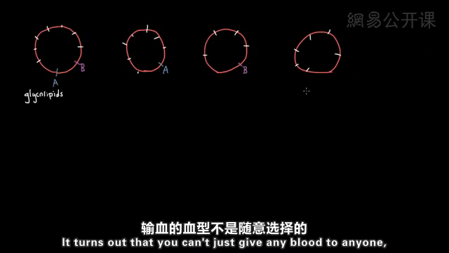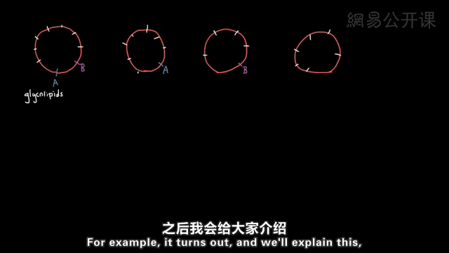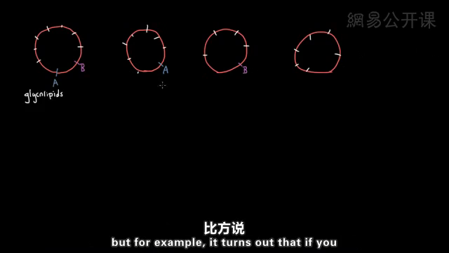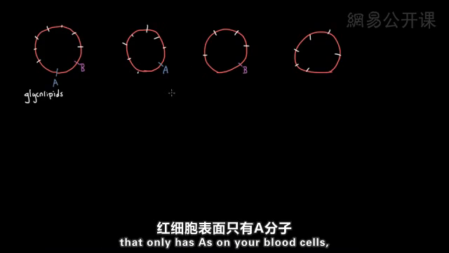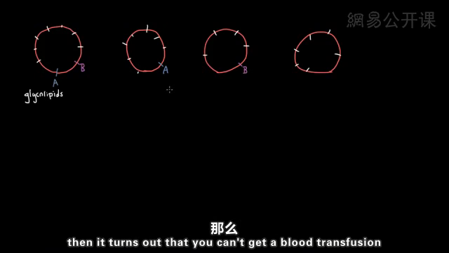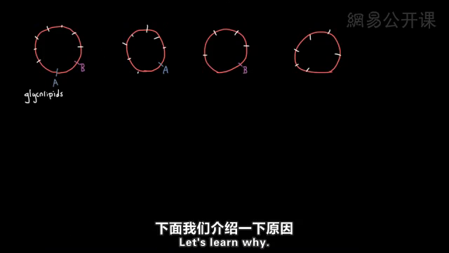Transfusion just means they'll put a needle in your vein and pump blood into your veins. But it turns out that you can't just give any blood to anyone, and it has to do with these A and B groups. And so, for example, it turns out, and we'll explain this, that if you are the kind of person who has this kind of blood that only has A's on your blood cells, then you can't get a blood transfusion from someone who has this kind of blood, A's and B's. And so let's learn why.